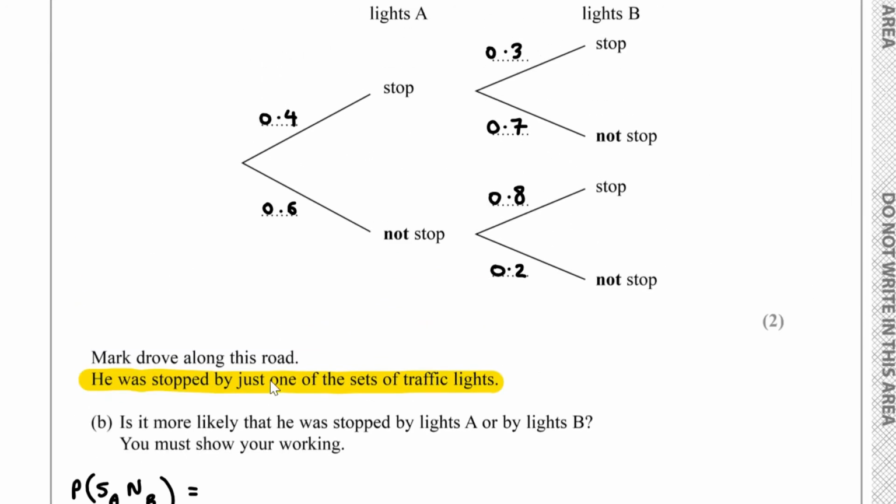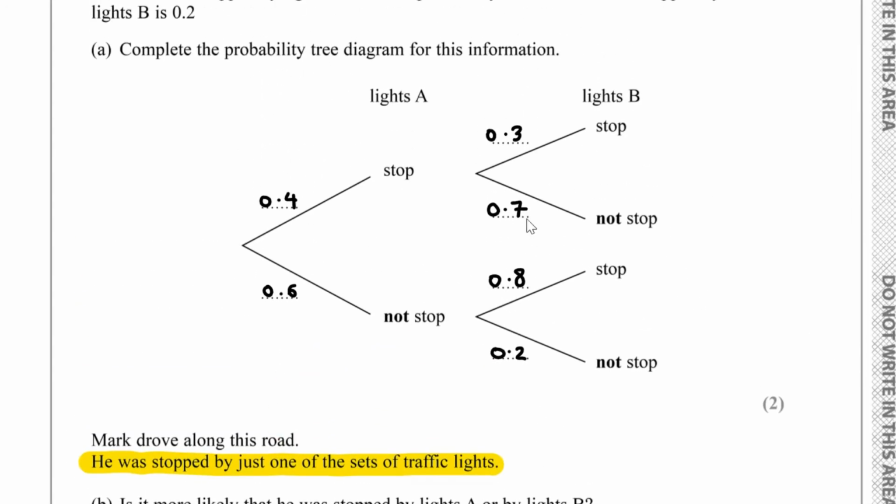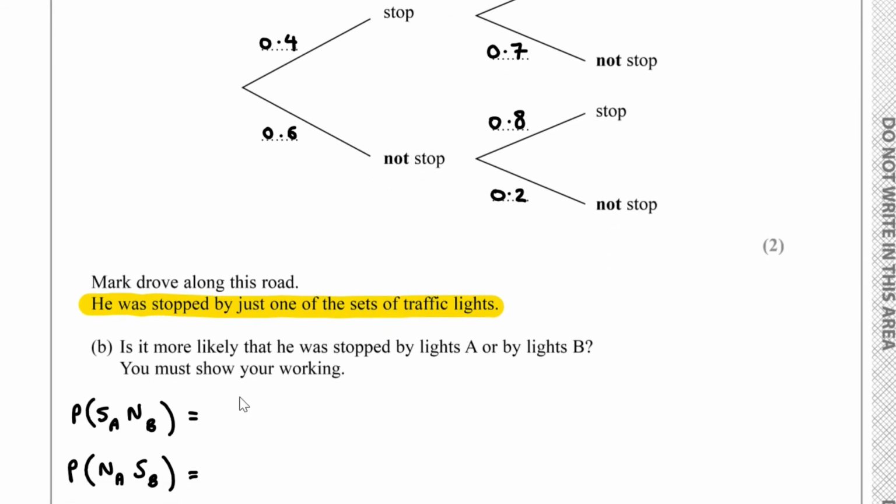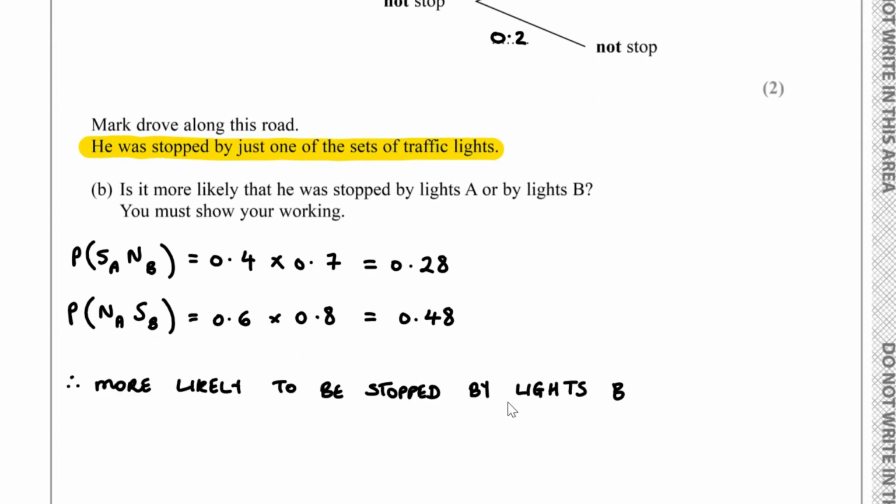So probability that he stops at A, then not at B, that will be 0.4 times 0.7. So this is 0.28. And probability that he does not stop at A, that's 0.6. And probability that he stops at B then is 0.8. So if we work this out, this is 0.48. So therefore, we can conclude that he's most likely to be stopped by light.